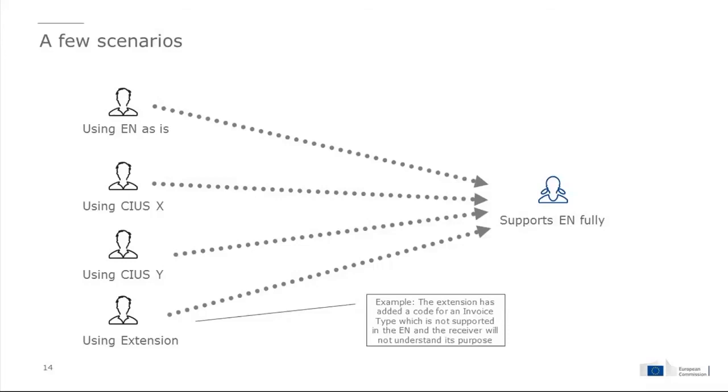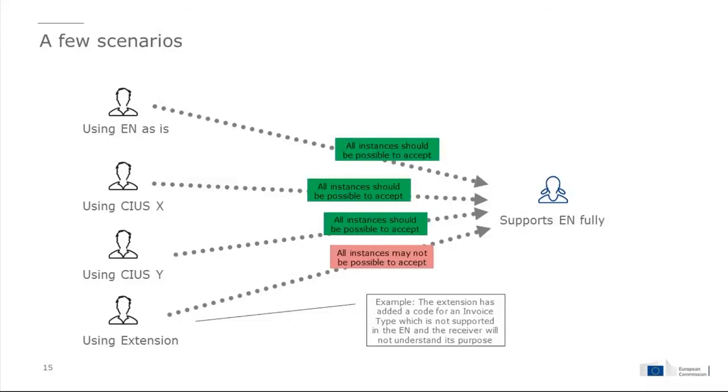So the consequences of this, when they send invoices, is that for the first situation, all instances which the first supplier issues should be possible for the receiver to accept, as he is following the standard as is. The two other ones, CIUS X and CIUS Y, all of these invoices should also be possible to accept, since they are using a true subset of the standard. It's not violating any of the rules within the standard.